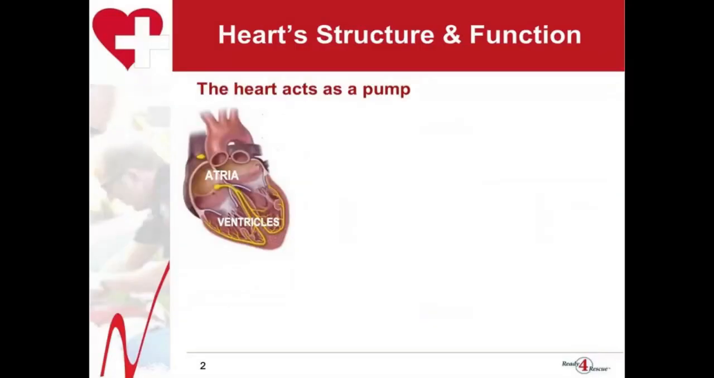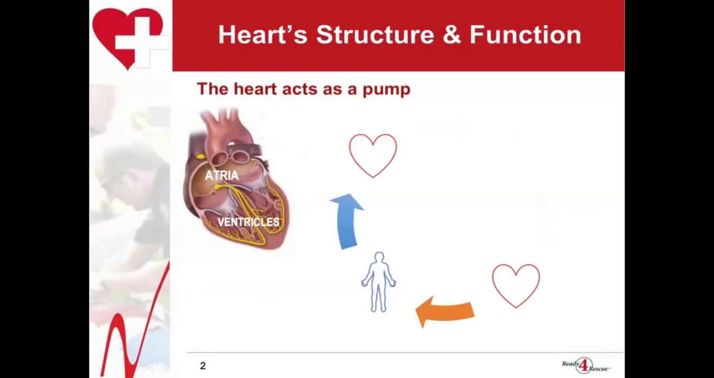Let's take a look at the heart structures and functions. The heart pumps oxygenated blood to the body, and then the body sends the deoxygenated blood back to the heart. The heart pumps the blood that is very low in oxygen back to the lungs to be reoxygenated. The lungs send the freshly oxygenated blood back to the heart to be circulated throughout the body again.